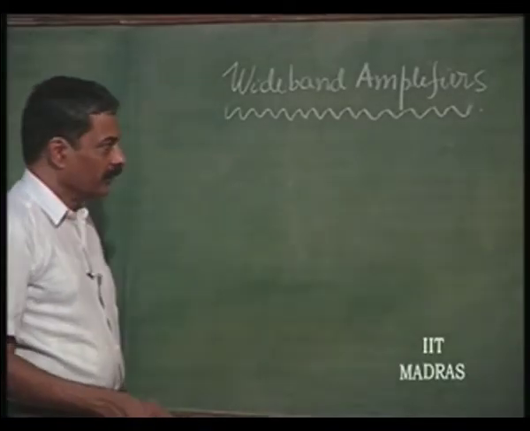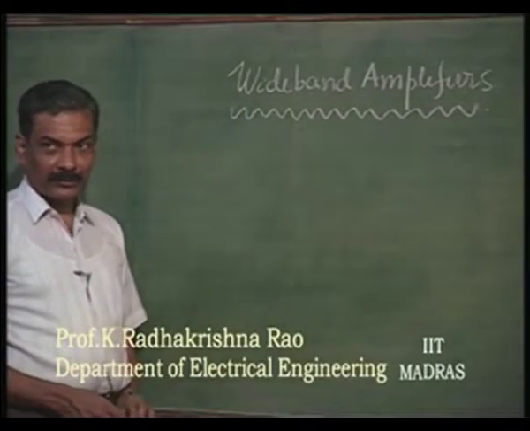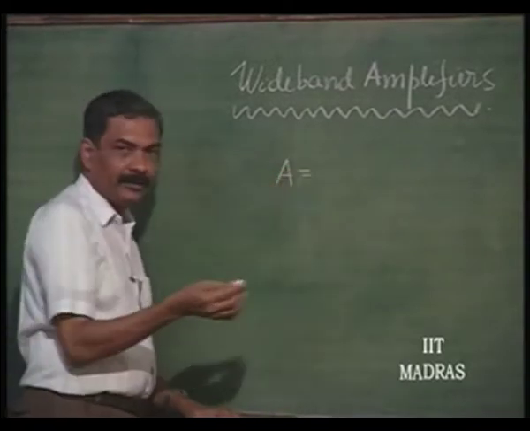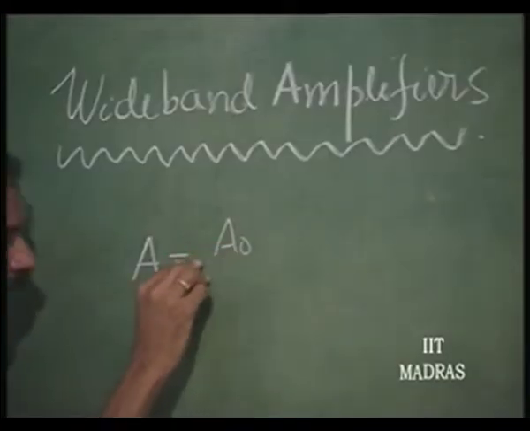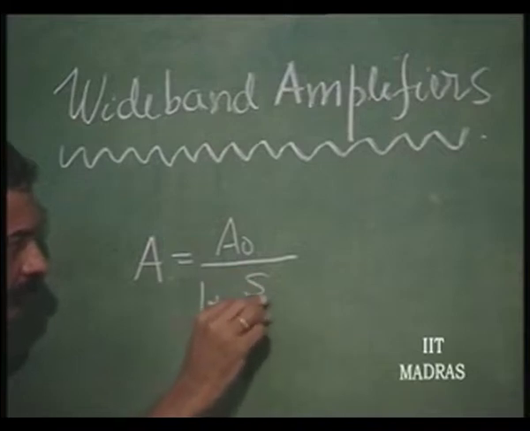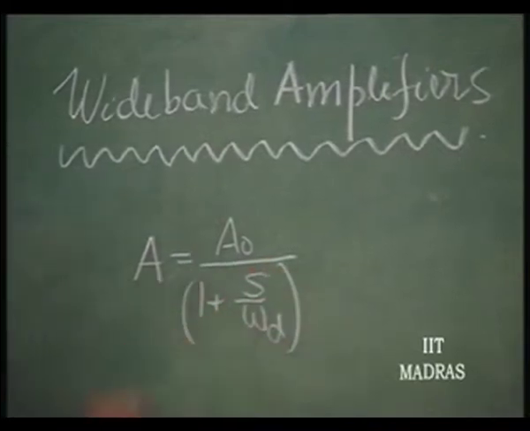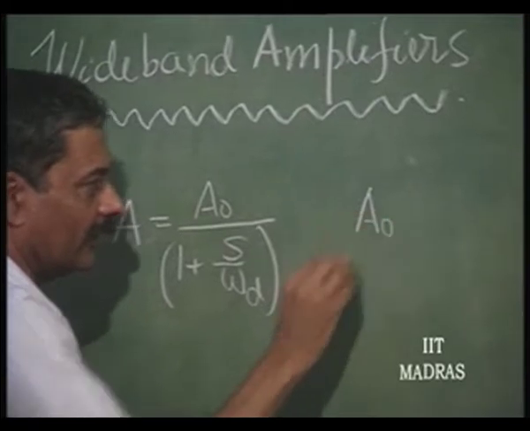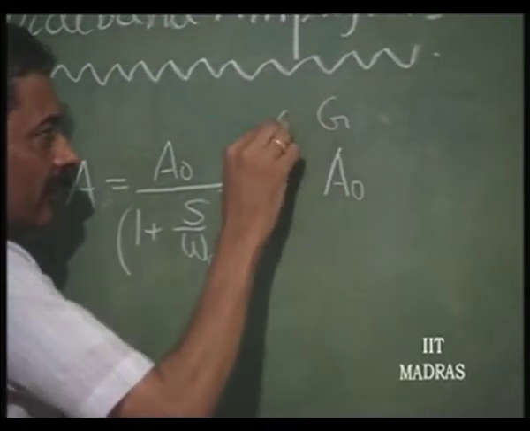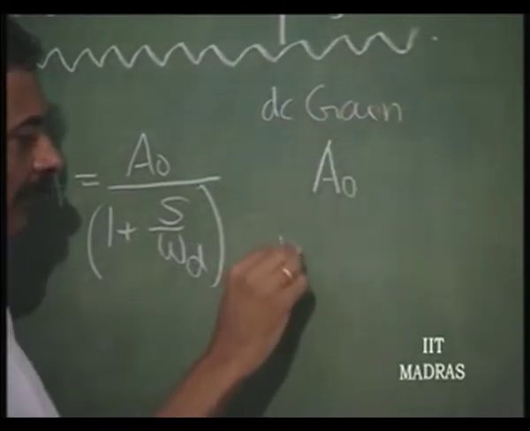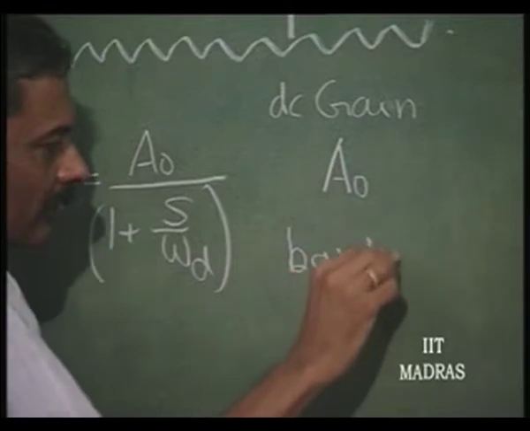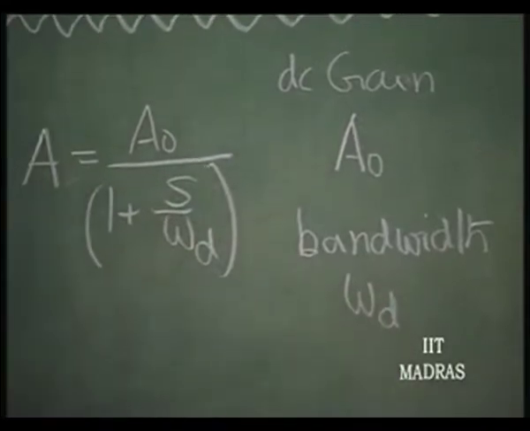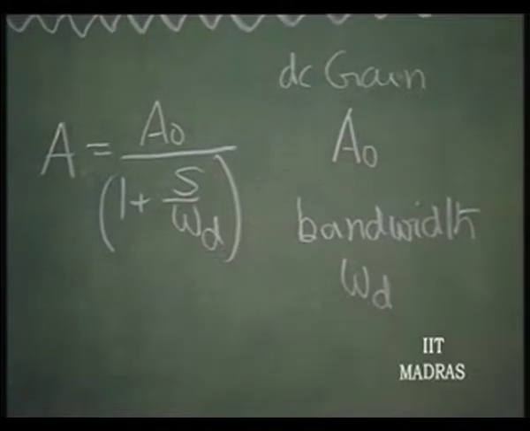In the last class, I had demonstrated to you that if an amplifier has a gain A and it is having a single pole, the DC gain of the amplifier is A naught and its bandwidth is omega d, indicating only one pole, the dominant pole, exists in its useful range.